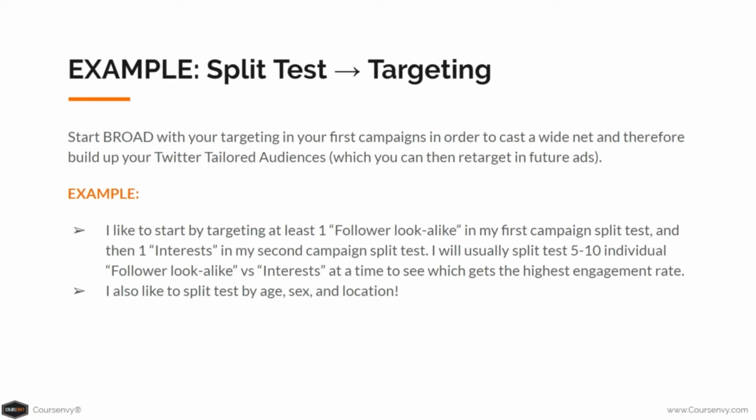Those are my warm audiences who have already seen my content and are more willing to convert. So for example, I like to start by testing at least 1 follower lookalike in my first campaign split test, and then 1 interest in my second campaign split test. I will usually split test 5 to 10 individual follower lookalikes versus interests all at the same time to see which gets the highest engagement rate or click through, whatever metric I'm seeking.